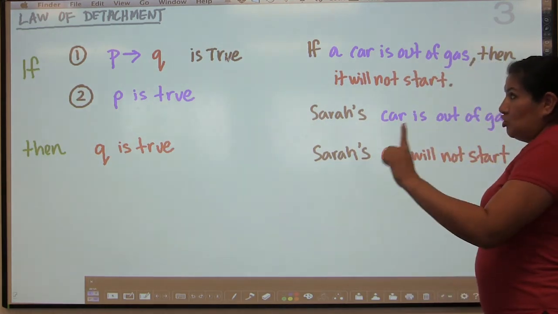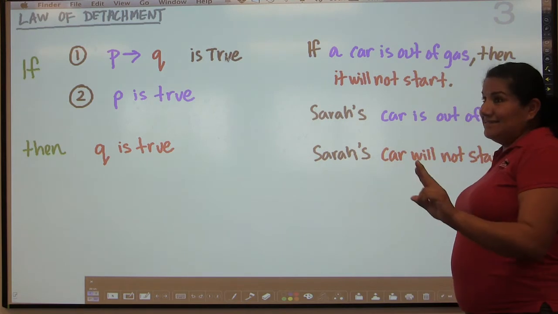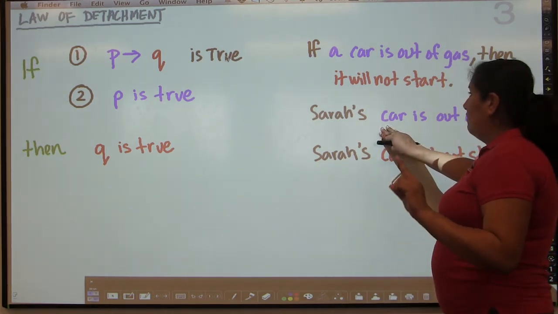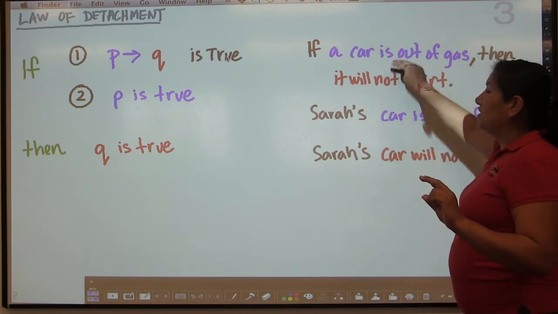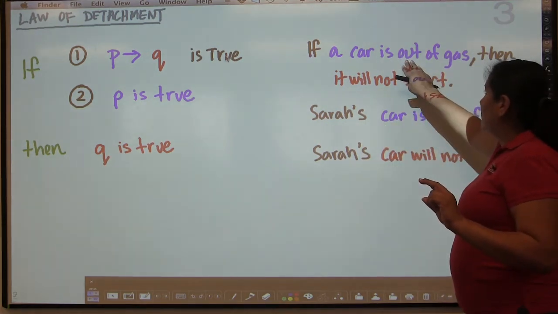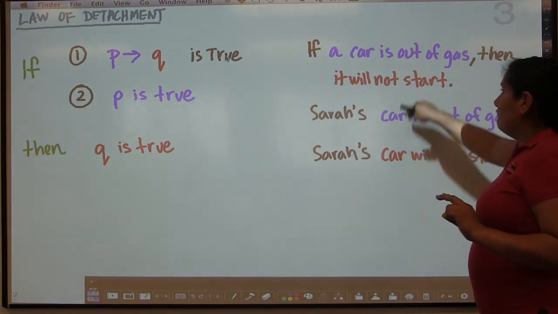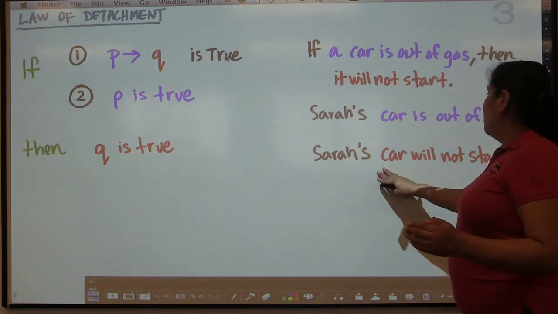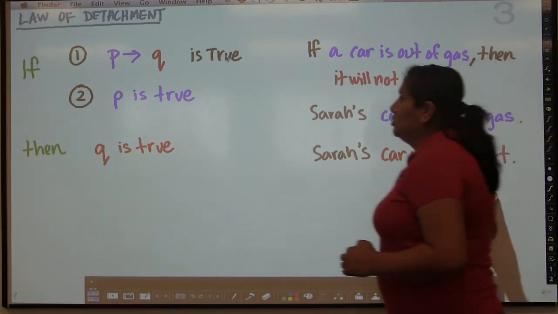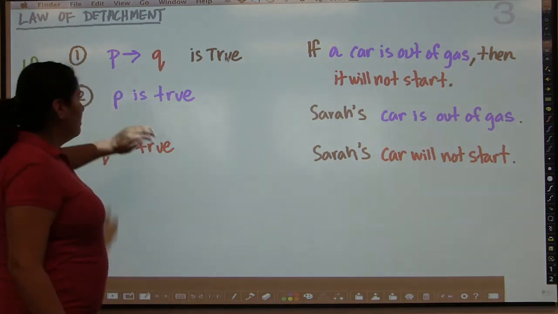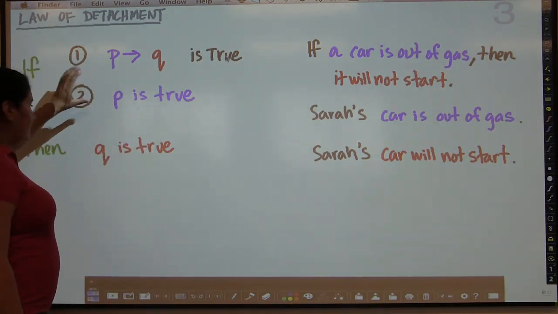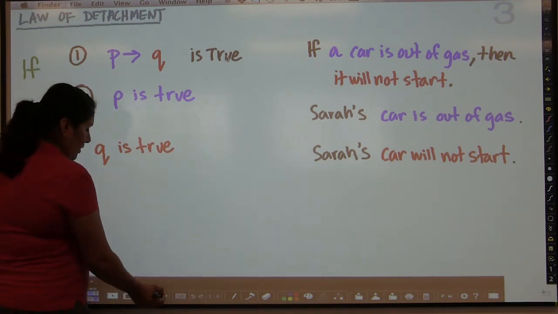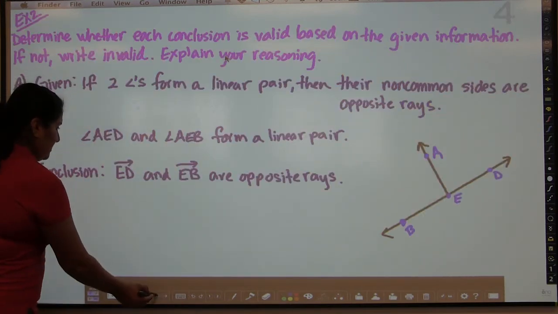So the first statement is a true conditional. And then the second statement is going to be a specific statement that refers to P. It refers to the original hypothesis. So a car is out of gas, Sarah's car is out of gas. If these two things happen, then the logical conclusion is that Sarah's car will not start. All right, so two pieces. P implies Q is true, P is true, and if these two things happen, then the logical conclusion is that Q is true. Okay, so now we want to go and see if you have any success here.